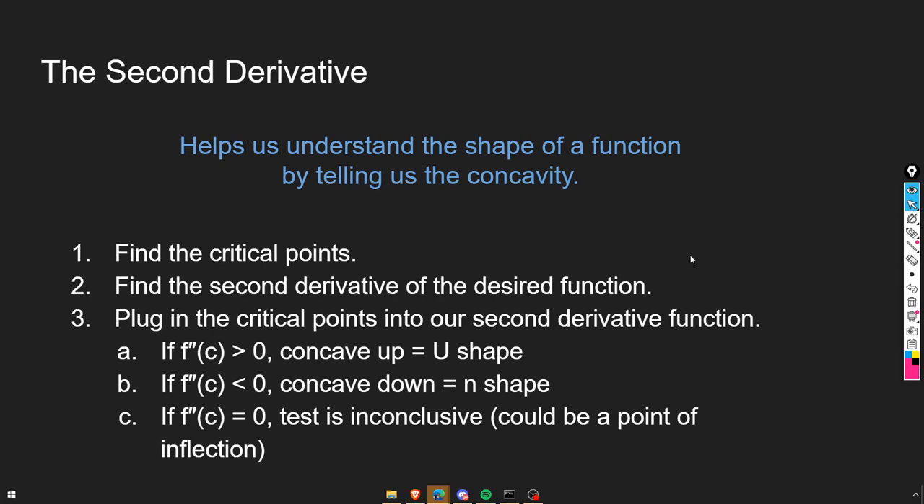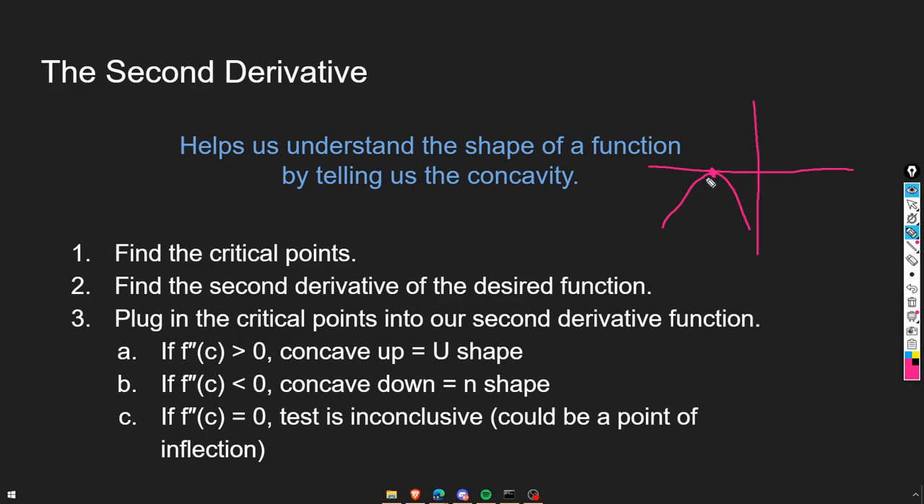But what if we get something that's equal to 0? Well, based on that alone, we can't actually make a determination, and we have to look at the points surrounding it. So, for example, let's say that we have a function that we're looking at, and our second derivative just kind of touches the x-axis. So at this point, it would be equal to 0, but it doesn't actually cross. Everywhere else, it is negative.